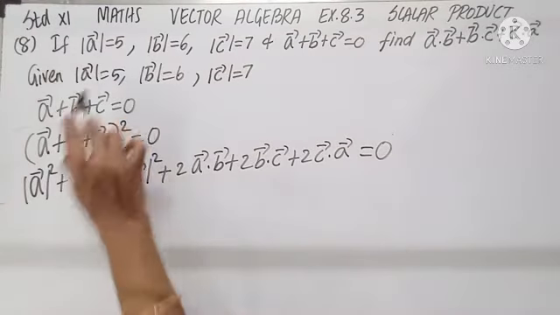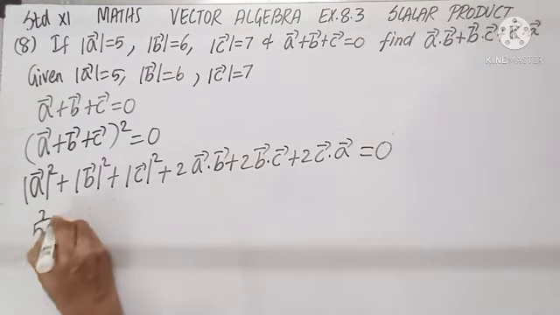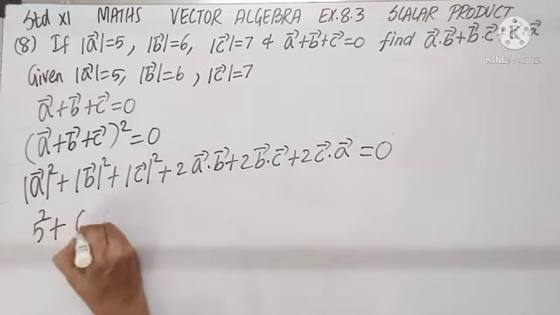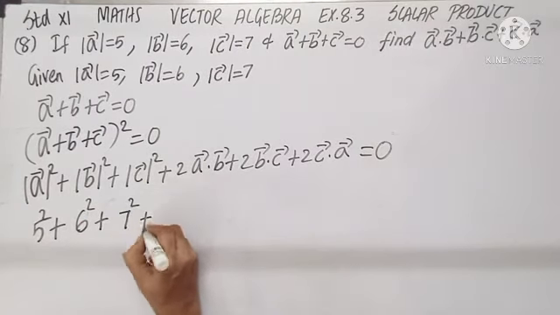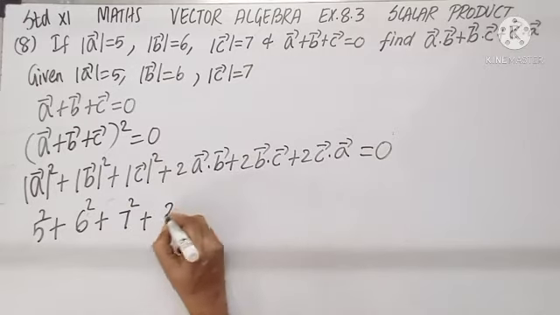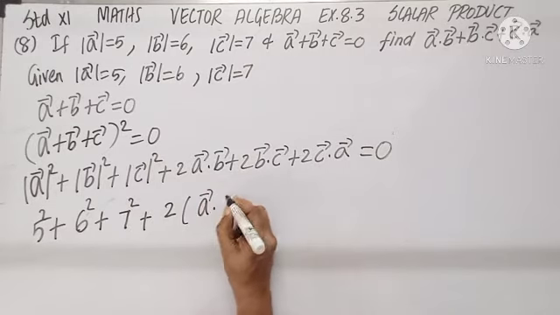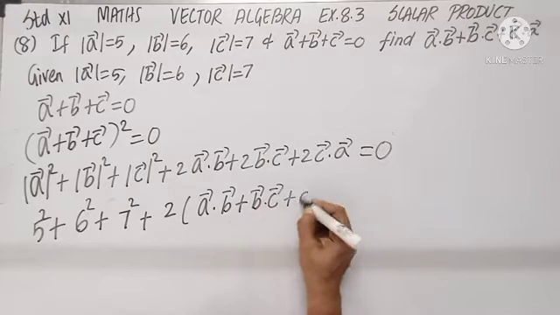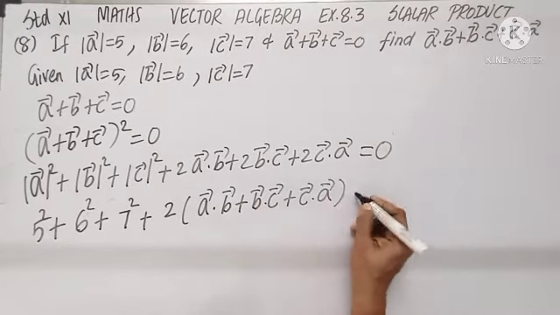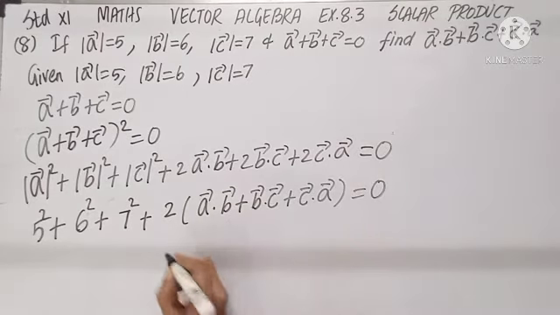As we are given, mod A is 5, so it is 5 square. Mod B is 6, so it is 6 square. Mod C is 7, so it is 7 square. In all the three terms, 2 is common, so we take 2 out. It is A dot B plus B dot C plus C dot A. And on the RHS we arrive at 0.